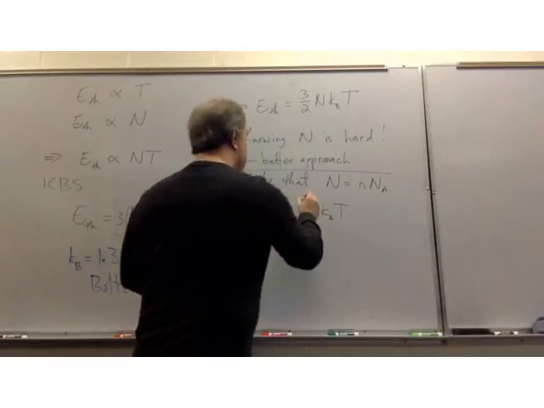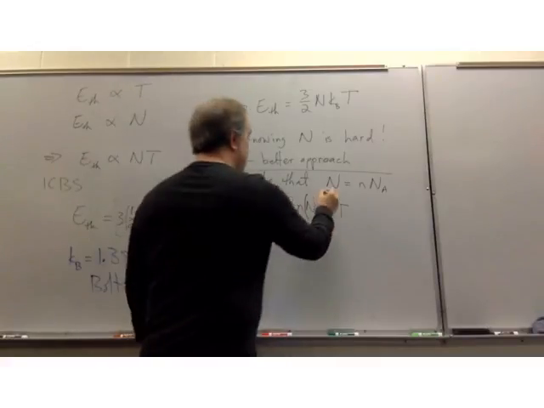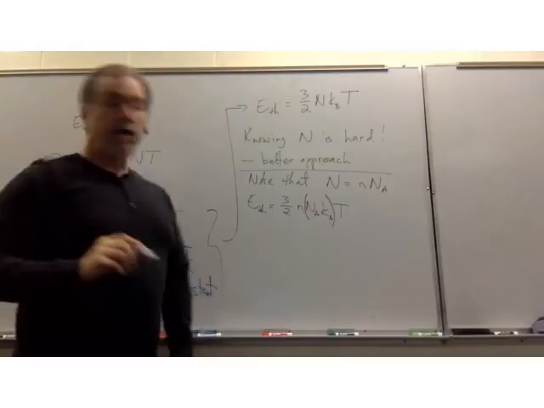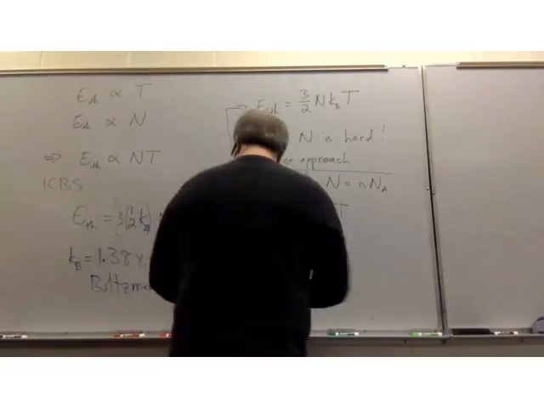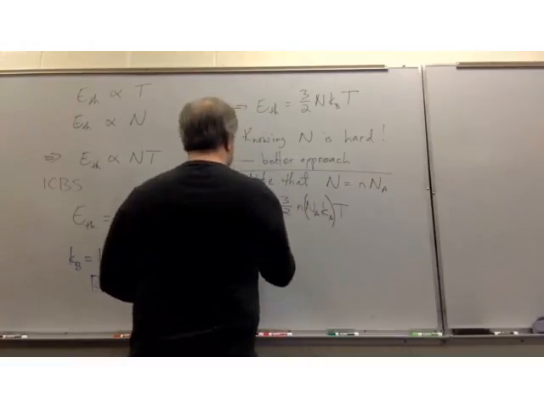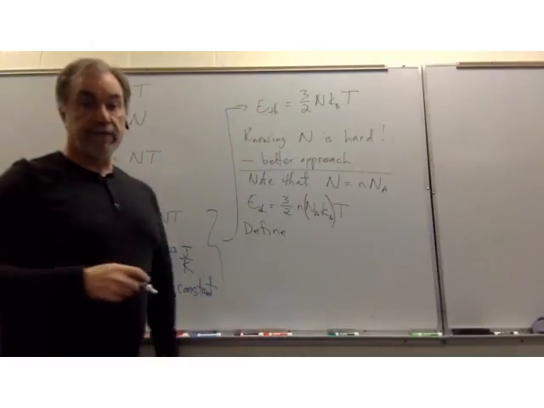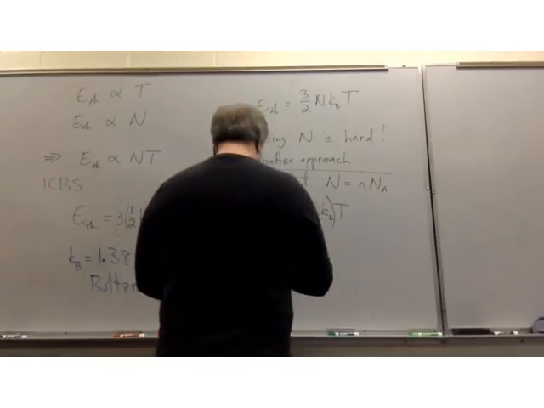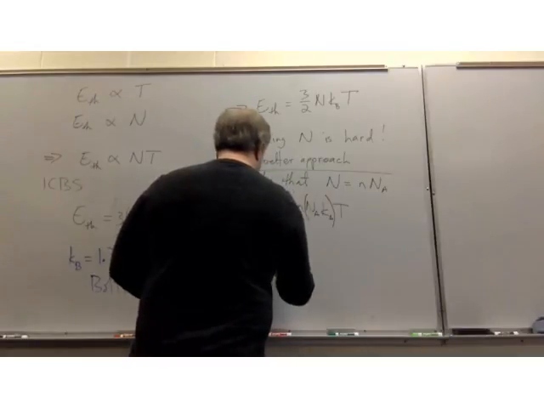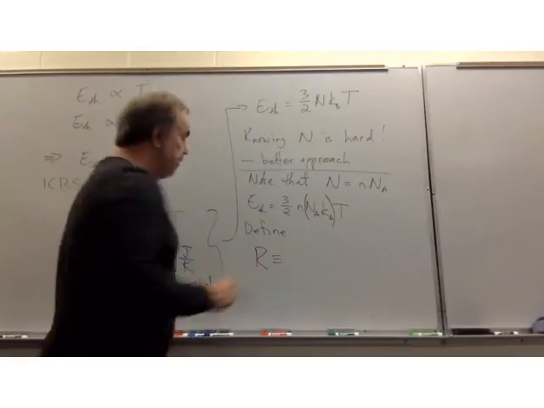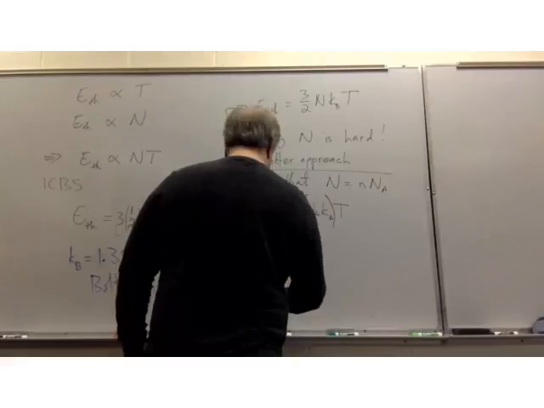I will notice, though, that N sub A has a constant value. K sub B also has a constant value, and so that combination itself is a constant. Why should I multiply that constant out every time I use the thing? Let me define a new constant. Call it R. I don't know why it's called R, but why not? Anyway, Avogadro's constant times Boltzmann's constant.